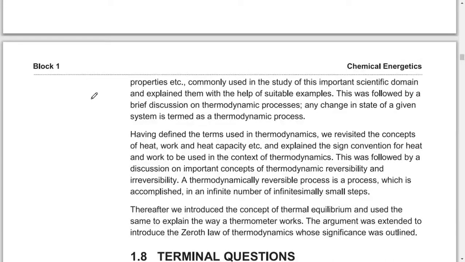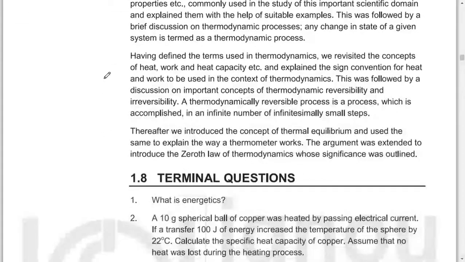This was followed by a brief discussion on thermodynamic processes. Any change in the state of a given system is termed a thermodynamic process. Having defined the terms used in thermodynamics, we revisited the concepts of heat, work, and heat capacity, etc., and explained the sign convention for heat and work to be used in the context of thermodynamics. This was followed by a discussion on the important concepts of thermodynamics, reversibility and irreversibility.